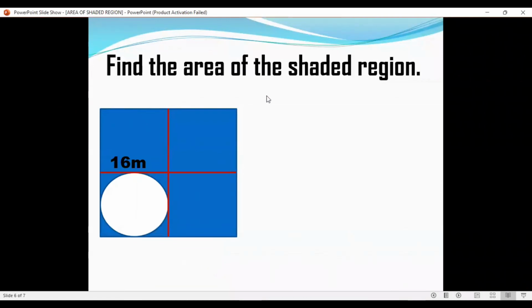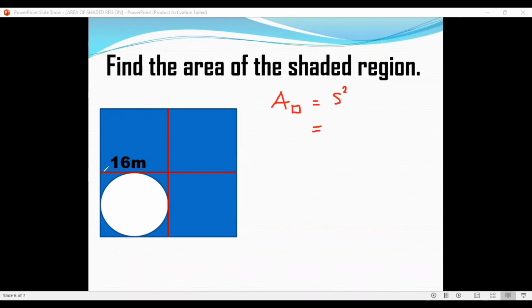Okay, so find the area of the shaded region. So we have again a square, but there is a circle which is located at the fourth side or 1/4 part of the whole square. So if this is the case, again, what do we do? We simply have to find the area of our bigger figure, which is the square. So the area of the square is side times side.